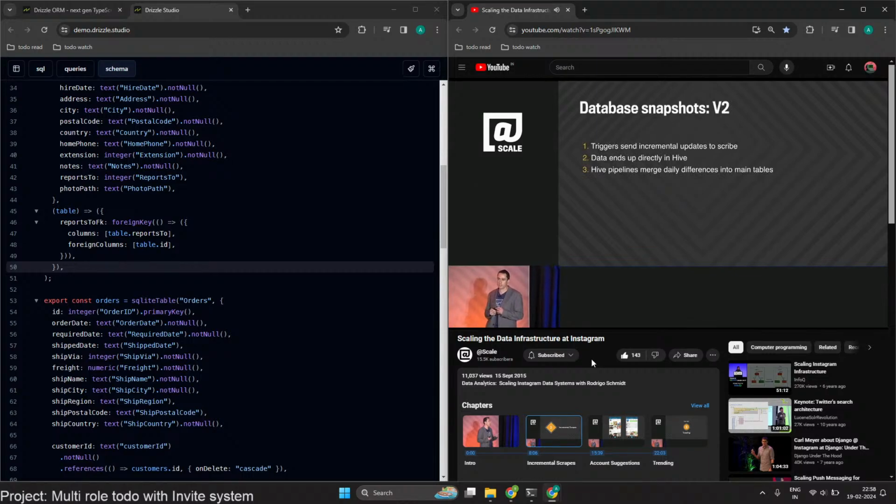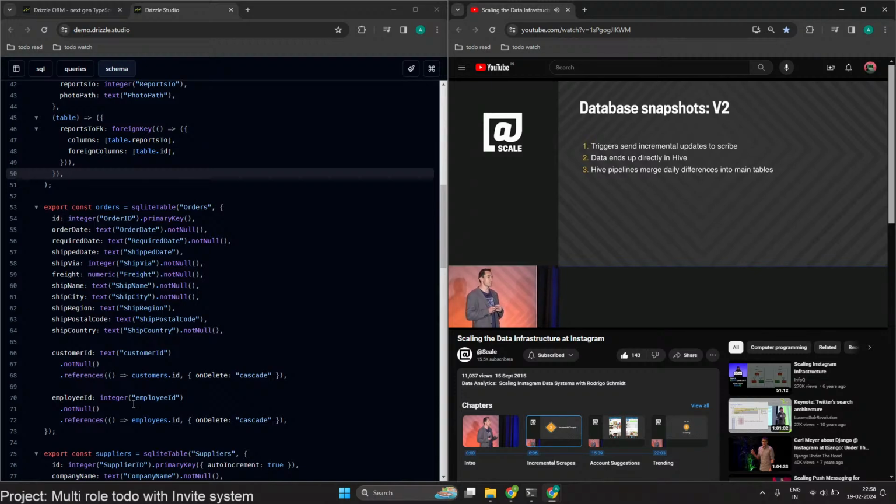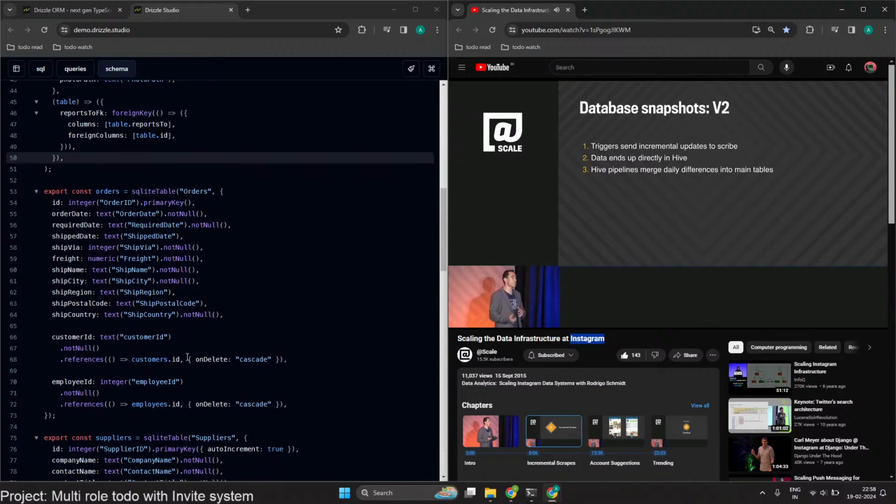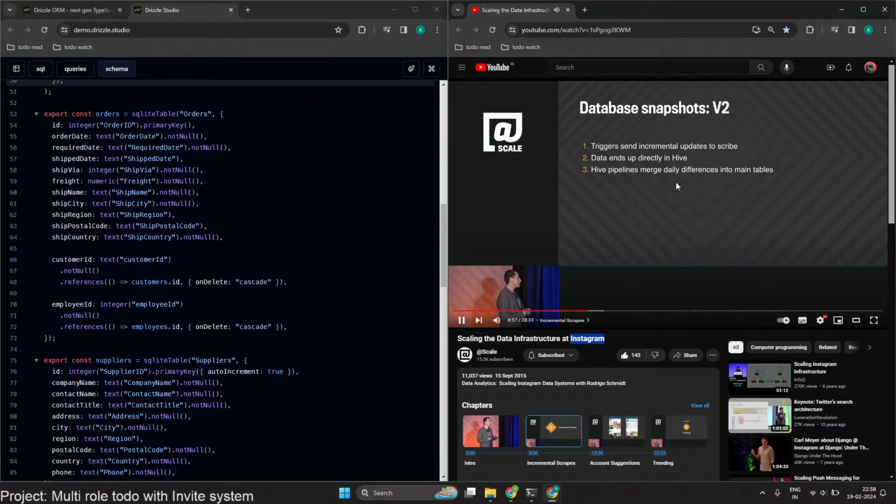So we installed triggers on our master databases. We're using Postgres, so we just put some triggers there, and every time that any row was being updated, those updates were being pushed into a Scribe stream. And that data would end up directly in Hive.